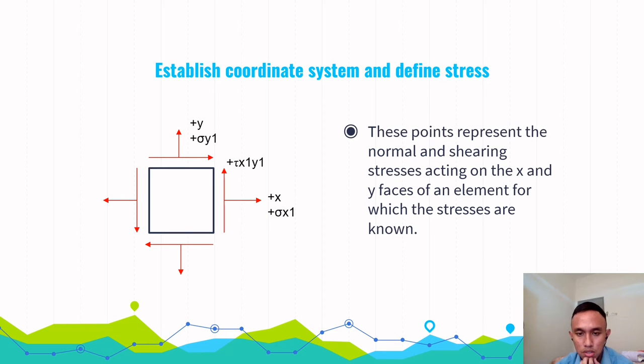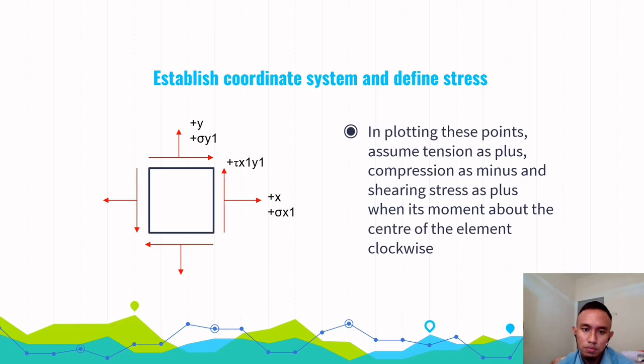These points represent the normal and shearing stress acting on the x and y faces of an element for which the stresses are known. In plotting this point, we must assume that the tension is plus, the compression is minus, and the shearing stress is plus when its moment about the center of the element is clockwise.